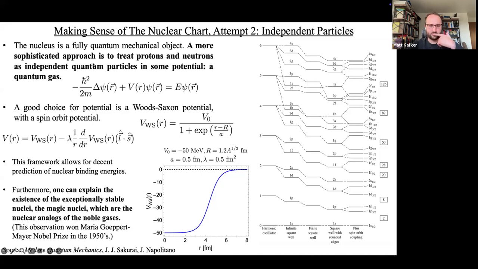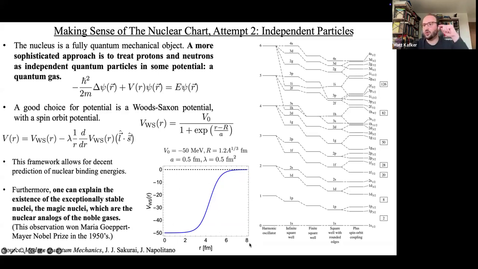Okay, so the nucleus is a fully quantum mechanical object, like I said, so it's kind of not satisfactory to have a fully classical picture of a liquid drop. So the next step would be to treat protons and neutrons as independent quantum particles in some potential. This is sort of related to a question that somebody asked. So the particles are going to be solutions to the Schrodinger equation here, and you want to choose some potential. A good choice for a potential is something called the Woods-Saxon potential, which looks like this.